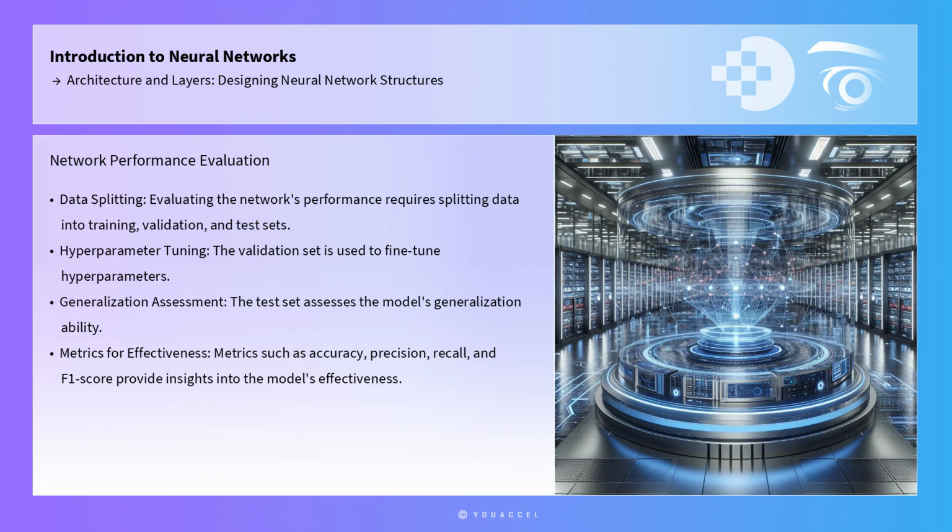Evaluating the network's performance requires splitting data into training, validation, and test sets. The validation set is used to fine-tune hyperparameters, while the test set assesses the model's generalization ability. Metrics such as accuracy, precision, recall, and F1 score provide insights into the model's effectiveness. For imbalanced datasets, precision recall curves and area under the receiver operating characteristic curve offer a more comprehensive evaluation.